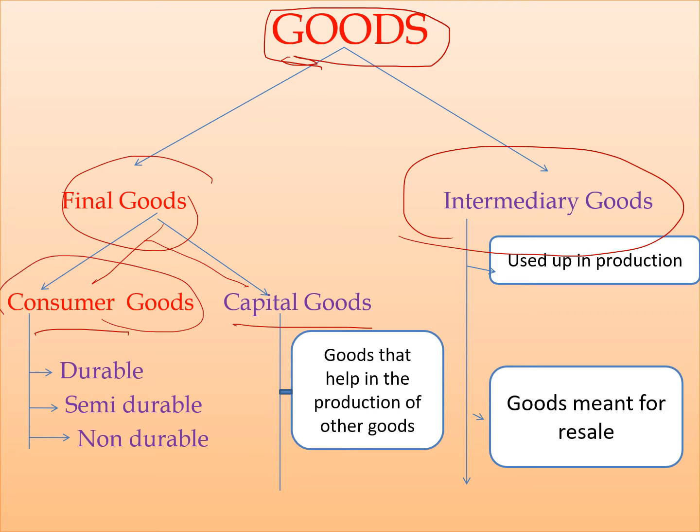Consumer goods are goods that the household directly consumes. Capital goods means they are used for investment, for producing other goods. And intermediary goods are goods meant for resale. So an intermediate good is used to produce another good and resell it, that is called intermediary goods.